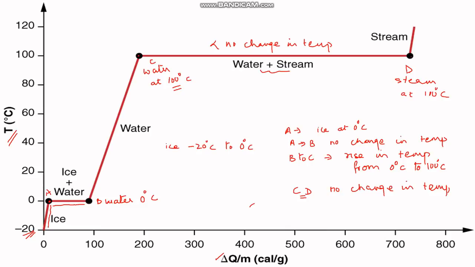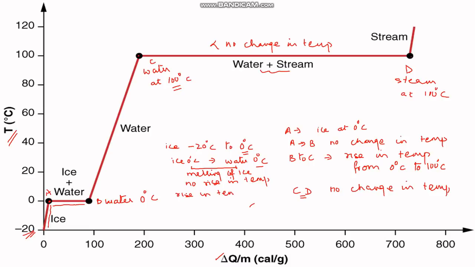Then at 0 degrees Celsius, the conversion of ice to water takes place, and we get water at 0 degrees Celsius. So basically during this process, melting of ice is taking place, and there is no rise in temperature. When the entire ice gets converted to water at 0 degrees Celsius, again there is what? Rise in temperature of water.